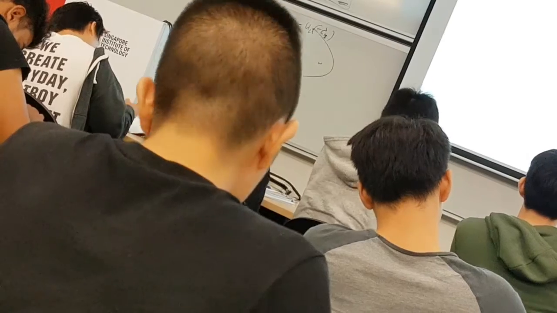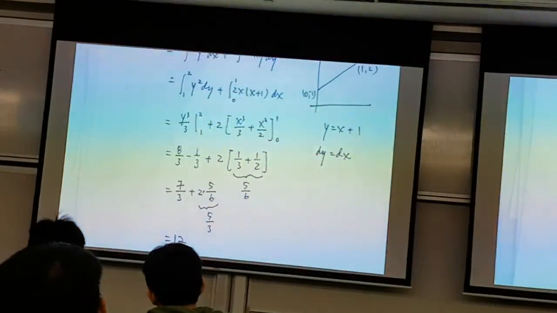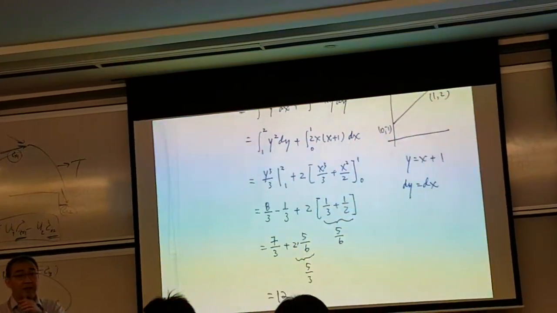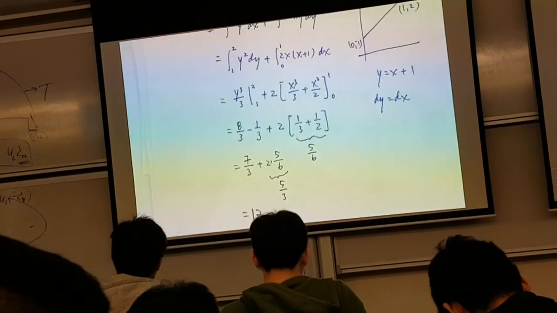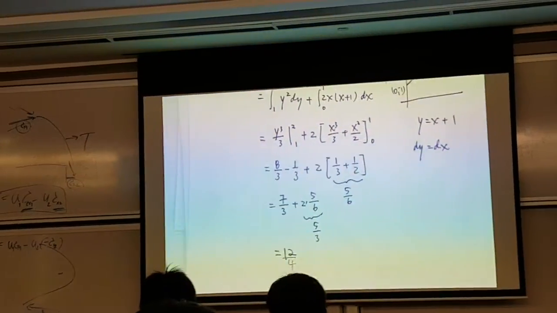So you can see that if you integrate directly along the path from A to B, you actually get the same answer. Okay, so you get 4.